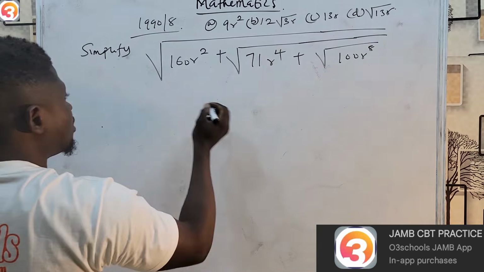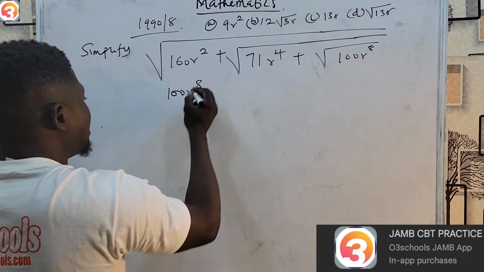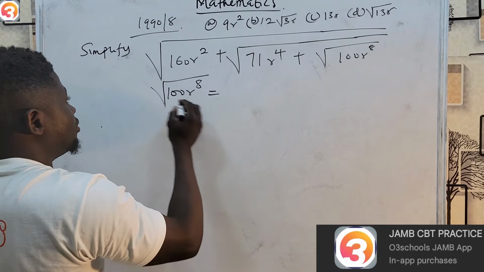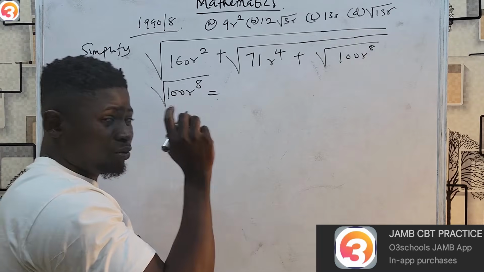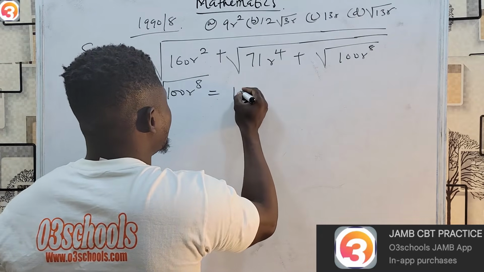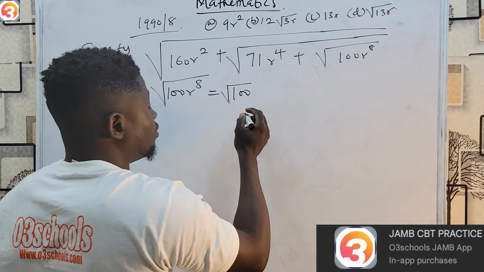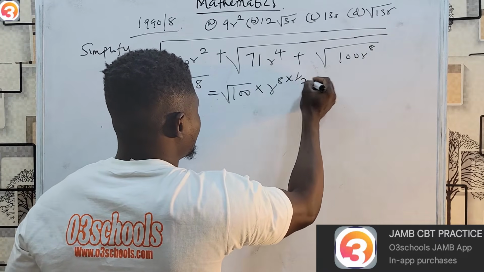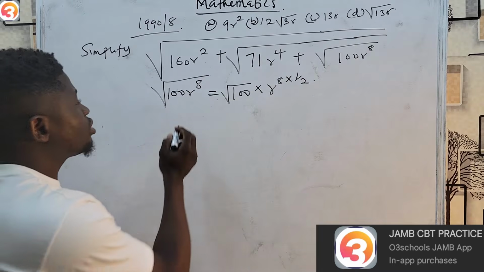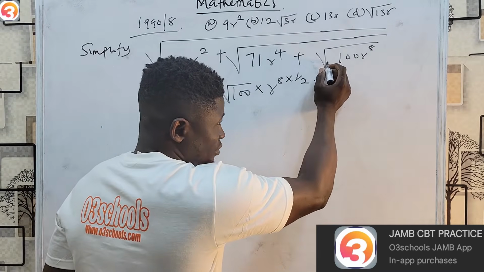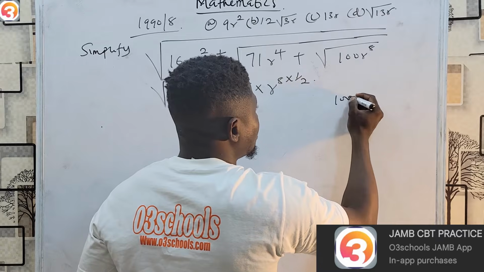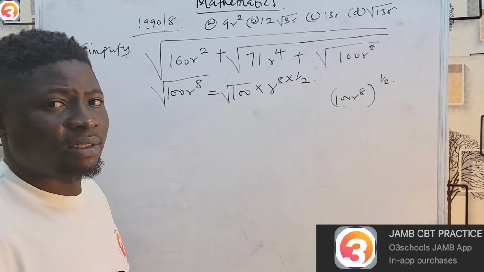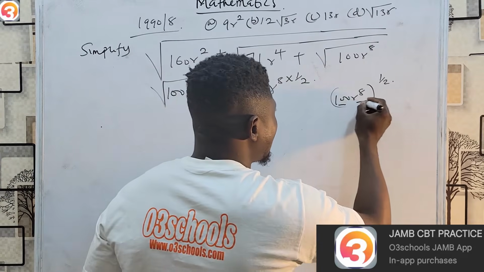If you treat this 100 r raised to the power 8, I'm going to have square root, right? It's in square root. Square root means power of 1 over 2, isn't it? So this means square root of 100, then times R raised to the power 8 times 1 over 2. I don't know if you understand. Because this square root means 1 over 2, right? It also means 100 r raised to the power 8 all raised by 1 over 2. This is what it means, right? That means it will affect both this and this.